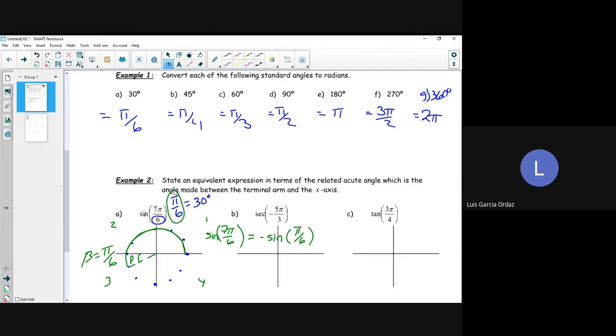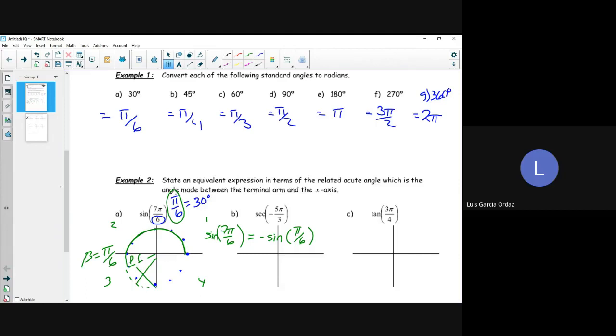So you're just looking at the angle closest to the x-axis, okay? We're not looking at this one over here, because it's not the closest to the x-axis. Say for example that the angle it ends up on is like 90 or 180 or 270. Which quadrant would that belong to?